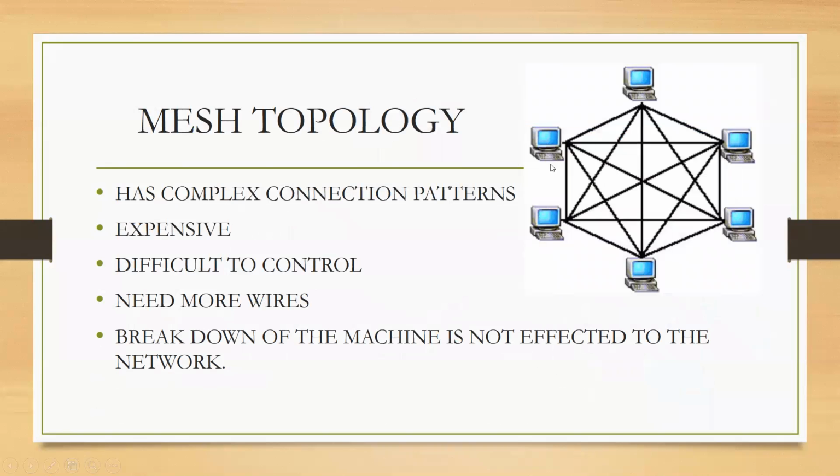Think about it: if there are 10 computers in the network, and you consider one computer, how many computers is it connected with? If there are 10 computers in the network, one computer is connected with 9 computers. Very good. So then you have to think about the RJ45 ports. How many RJ45 ports do you need? You need 9, right? So therefore you need 9 network interface cards. So it is very expensive, right?